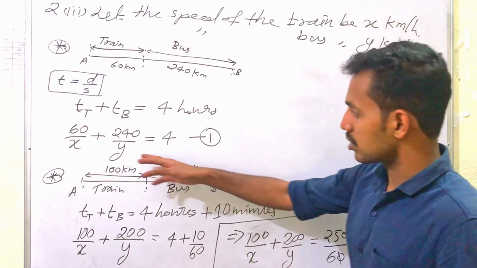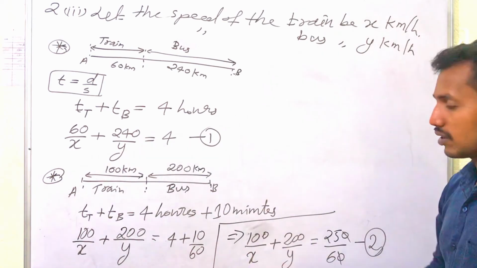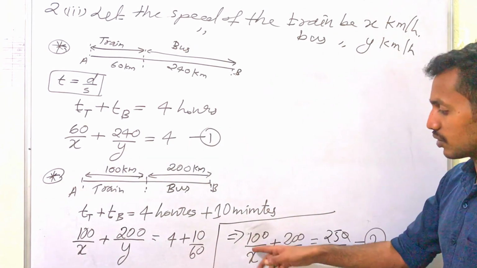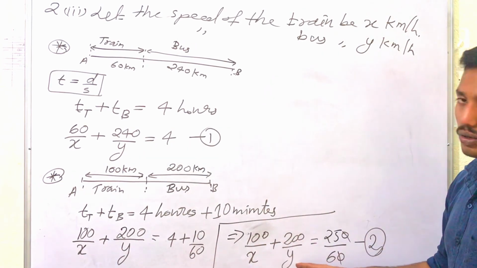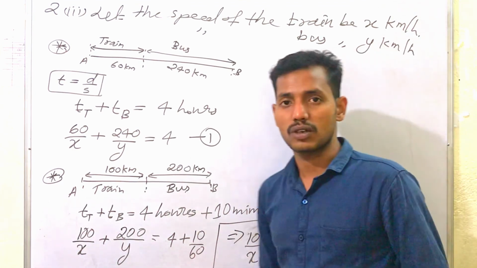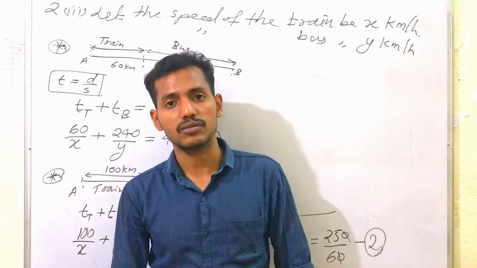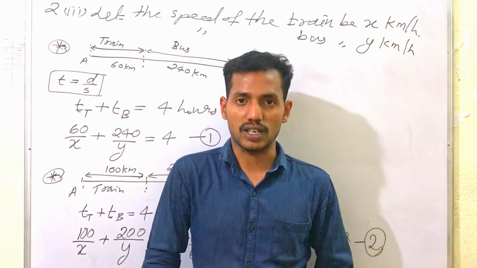Now these two equations are also not in linear form. So convert them into linear form by putting p equal to 1 by x and q equal to 1 by y. Solve it. Okay. So with this, I am going to conclude this chapter.